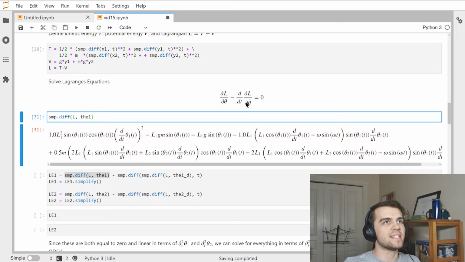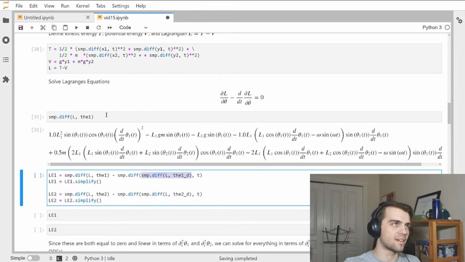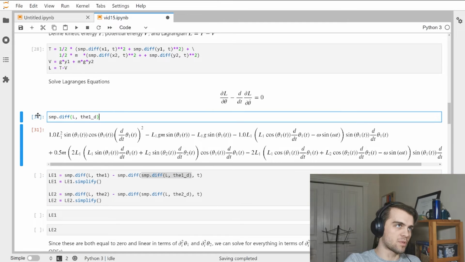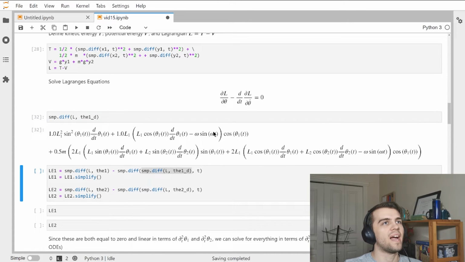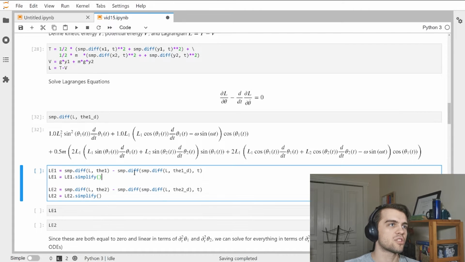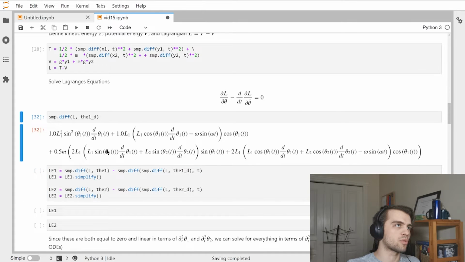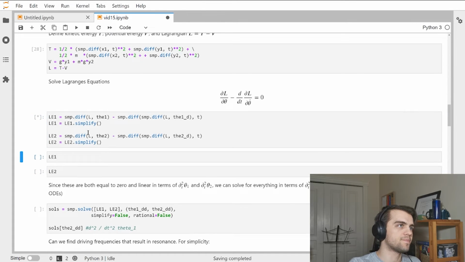Now for the second part, I need dL d theta 1 dot, and that's this quantity here. I can also differentiate this with respect to theta 1 dot as well. And then I also have to take a time derivative outside of that. So then I have a time derivative sort of enclosing everything there. So that's equal to 0. So I have this whole thing here all equal to 0. And then I simplify it. And I do the same thing with theta 2 and theta 2 dot. And that gives me my two Lagrange's equations here for the problem.